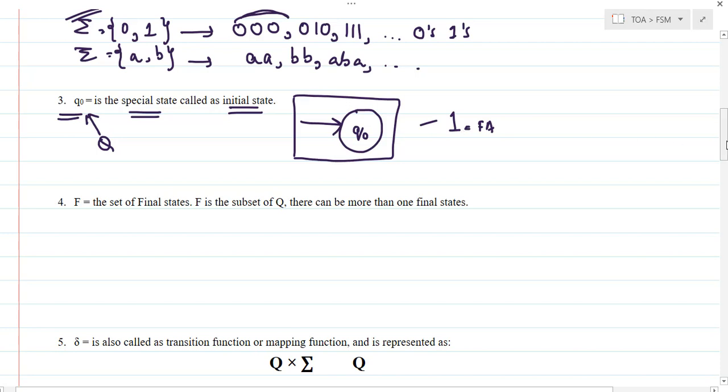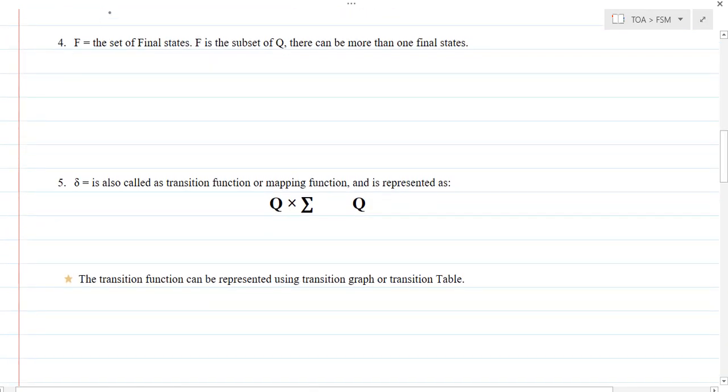Fine. So the next tuple that we have is F. F is the set of final states. Again, these states are the ones that are present in the set Q. So we can say F is a subset of Q.